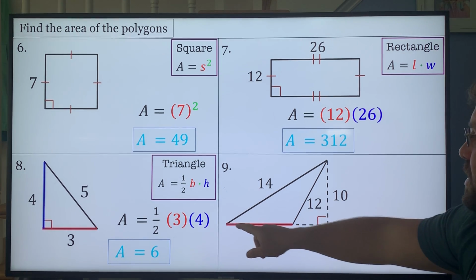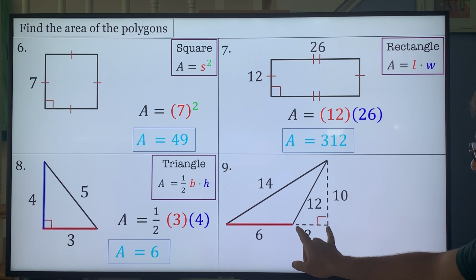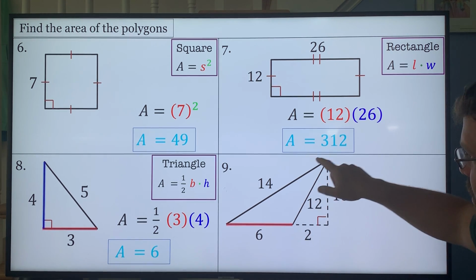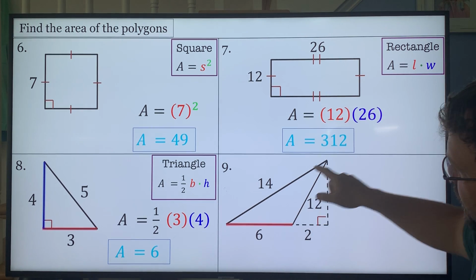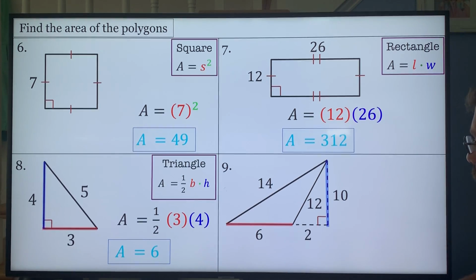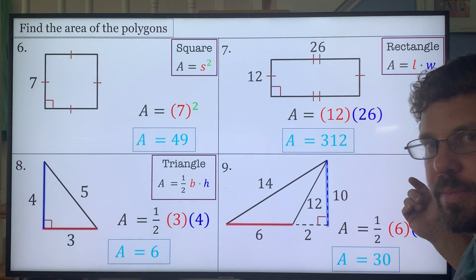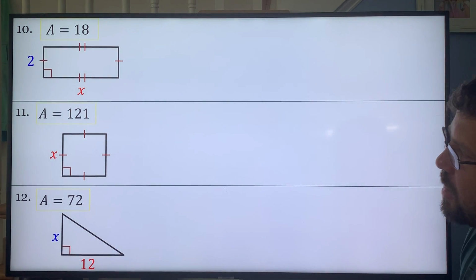Triangle, the base is only 6. You don't count the extended part as part of your base. So it's 6, and what's the distance from here to the opposite vertex? It's not this, it has to form the right angle, so the height here would be 10. All right, half of 6 times 10, half of 60 is 30. Good? Simple. All right, do 10, 11, 12.